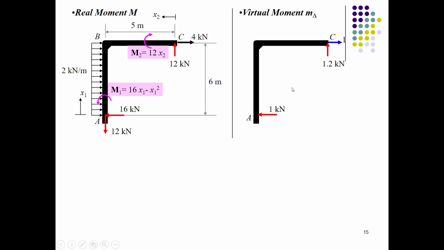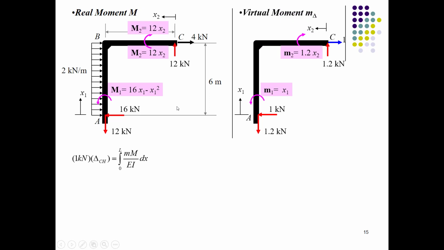So you will take the section from A and compute the value of moment, which is x1, and the section over here, which is x2, and compute the moment, which is 1.2 times x2. So we would be computing these virtual moments and real moments for the equation. These are the values of moments. This is small m1, and this is capital M1. This is small m2, and this is capital M2.